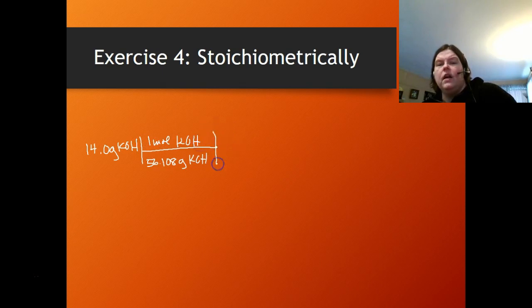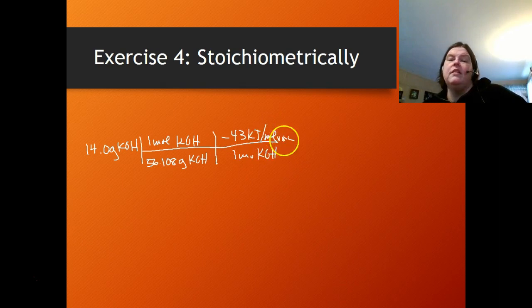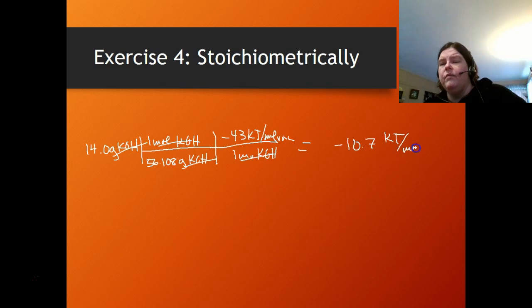Okay, and then I use the negative 43 kilojoules per mole of reaction over 1 mole of KOH. You have to be really careful with this, because this is really moles of the reaction, moles of the process. It is not moles of KOH. So moles of KOH cancel out, grams of KOH cancel out, and we end up getting negative 10.7 kilojoules per mole of the reaction, and that would be the answer.